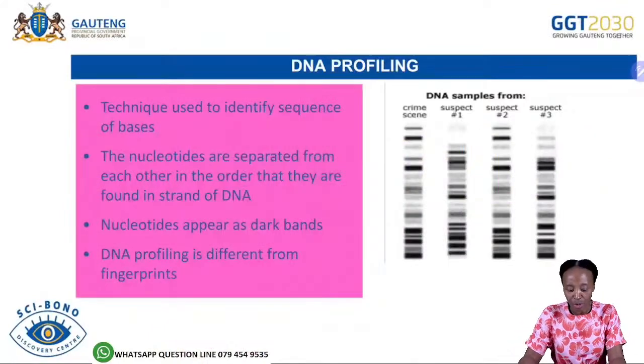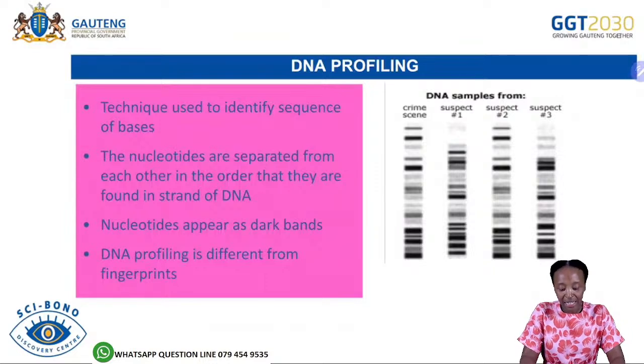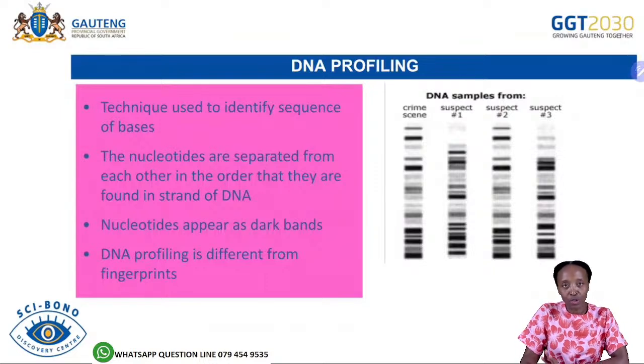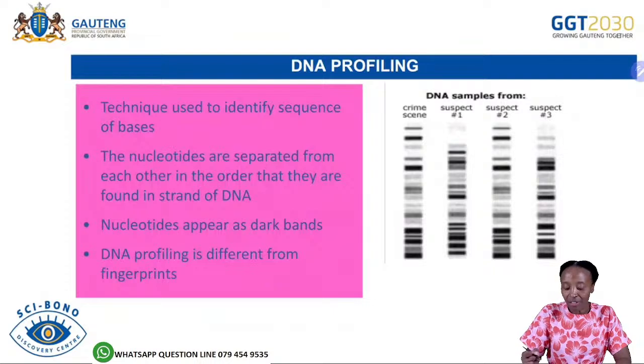So what is DNA profiling? DNA profiling is a technique that is used to identify the sequence of bases. Earlier, you learned about the structure of the DNA and the nitrogenous bases that make up the DNA. So here we're looking at the sequence to identify the bases, and that technique to identify the sequence of bases in the DNA molecule is called DNA profiling. And the DNA profile itself is just a pattern of lines, as you can see here, a pattern of lines that are different in length, that are different in sizes, and some of them are dark and some of them are lighter than the others.